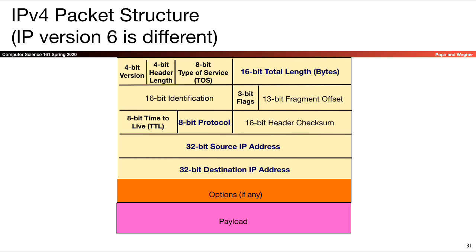Also, this payload might be TCP data, might be UDP data, might be something else. The recipient is going to need to know how to interpret it, so there's a protocol field. This 8-bit protocol field in the middle indicates how to interpret this data here. Basically, what protocol, what format is this payload data in?